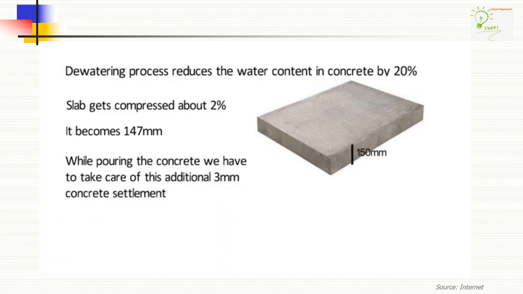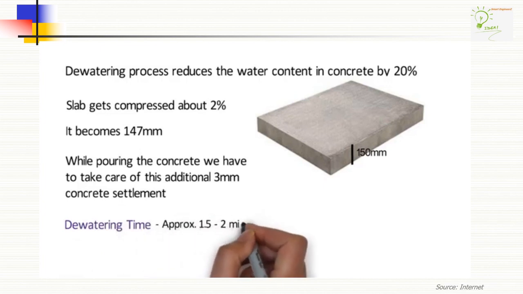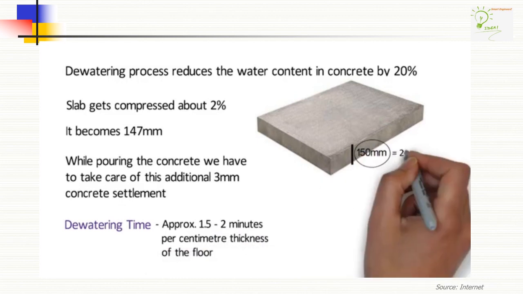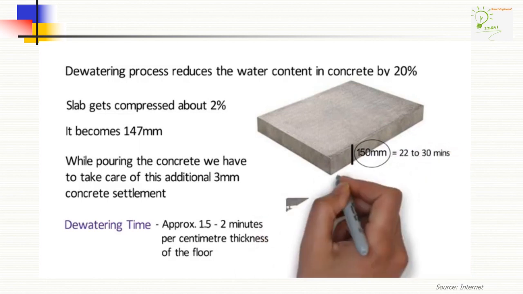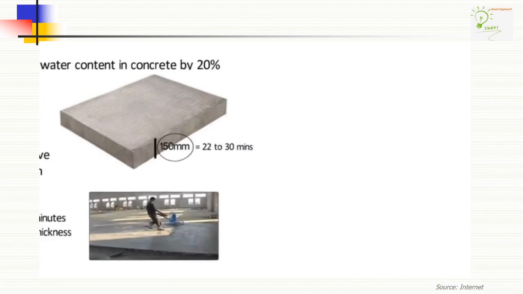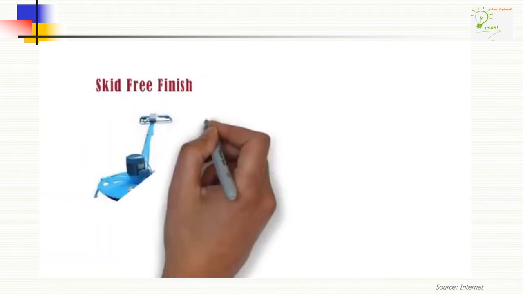Now the question is, for how much time shall this dewatering take place? The answer is approximately 1.5 to 2 minutes per centimeter thickness of the floor. Means for a slab thickness of 150 mm, the dewatering shall be carried out for 22 to 30 minutes. The dewatered concrete is compacted and dried to such an extent that it is possible to walk on it without leaving any footprints. If you want a skid-free finish, then floating operation can be done with the help of a floating disc.